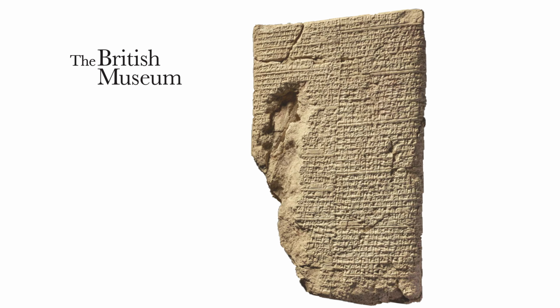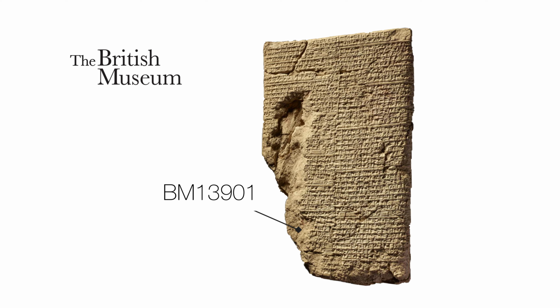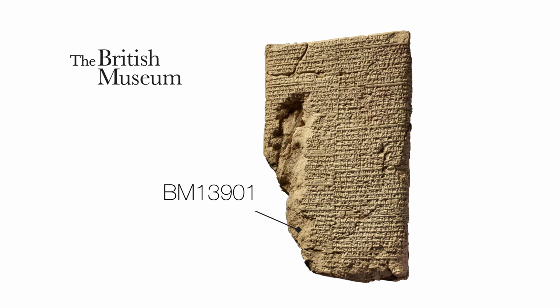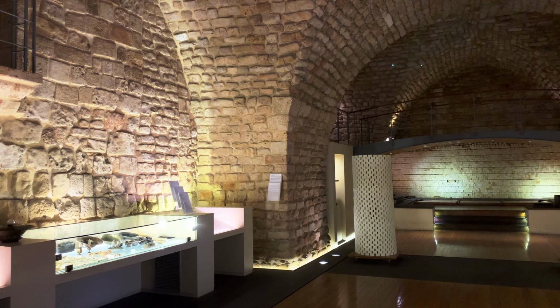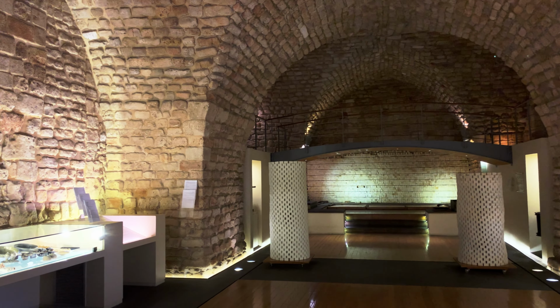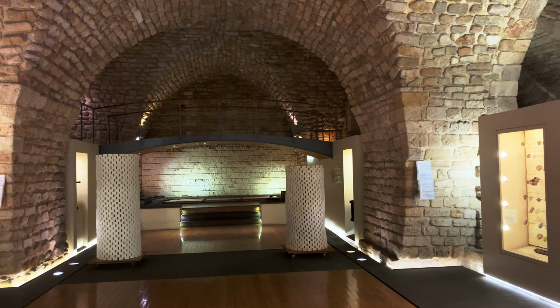Among their numerous mathematical artifacts is the famed BM 13901, housed in the British Museum. This tablet, dating back to the Old Babylonian period, is a testament to their proficiency in mathematics, showcasing several problems leading to quadratic equations.